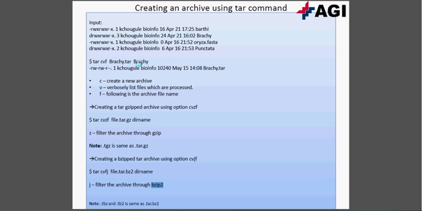So as you can see here in my output, I'll have a tar file which is brachy.tar. So only with the option cvf I have just the tar file, but if I use cvz, I'll have an extension which ends with tar.gz, or if I use the option J, I'll have an extension which is tar.bz2.